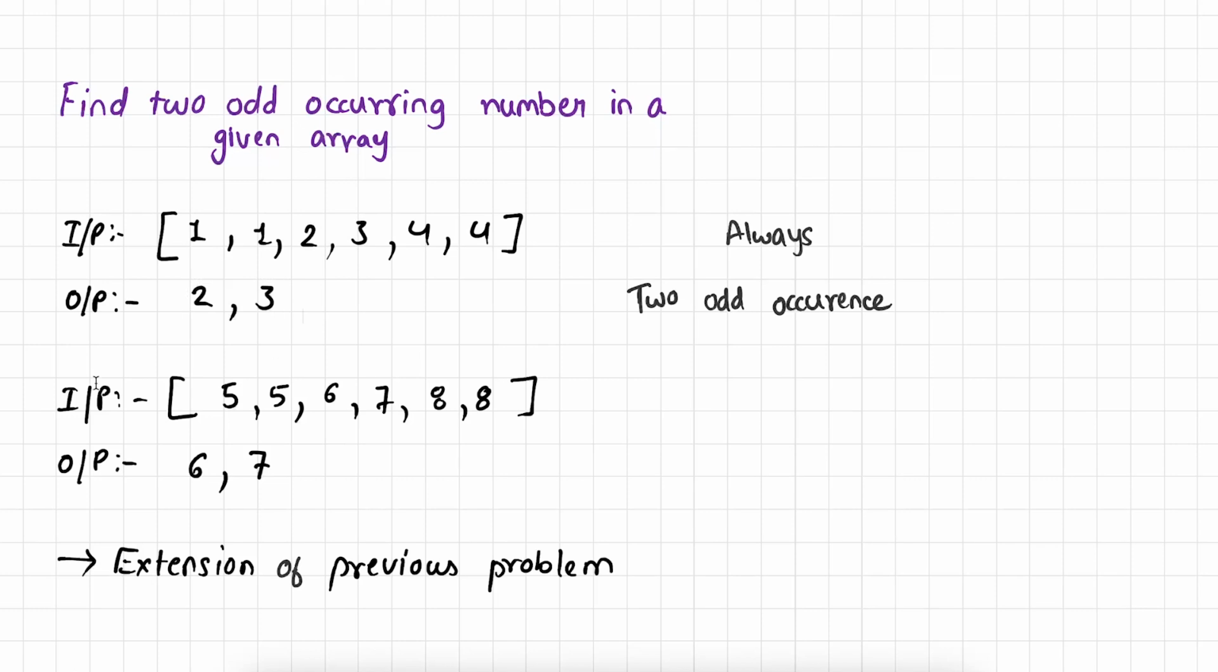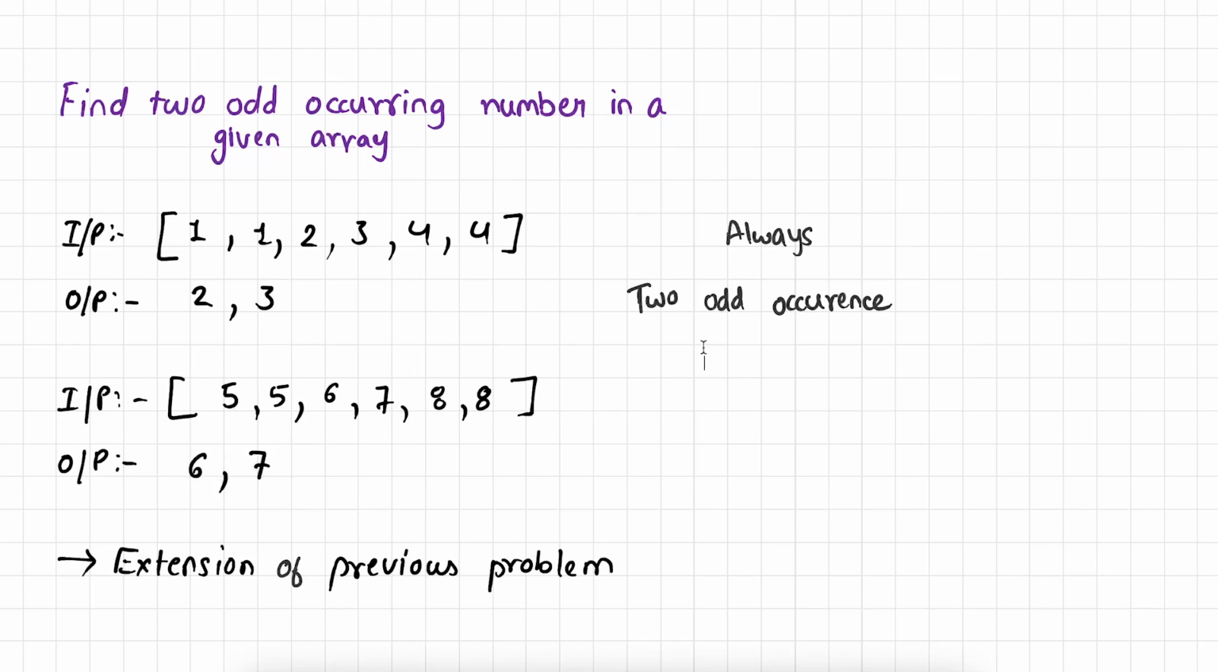Let's see the next example. In this example, the array has elements 5, 5, 6, 7, 8, 8. Here 5 appears an even number of times, and 8 also appears an even number of times. But 6 and 7 appear only one time, which means an odd number of times. So the output of this input is 6 and 7.